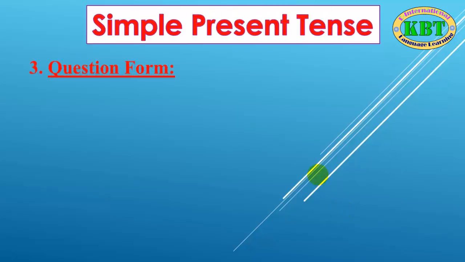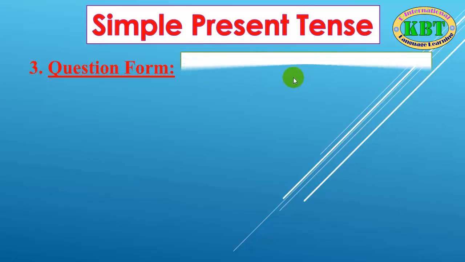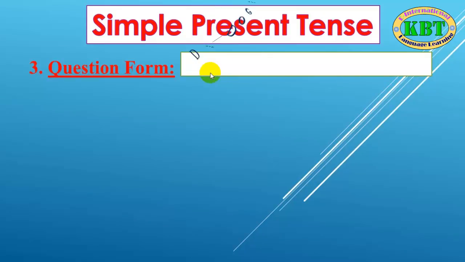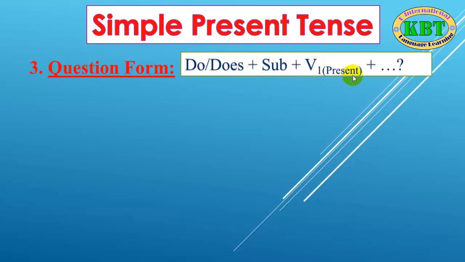Question form. So how do we form the question form of the present simple? We can use do or does, the auxiliary verb, to make the question also, right? So have a look: do or does plus subject plus verb 1 or verb in present plus the rest and a question mark. So see the example.